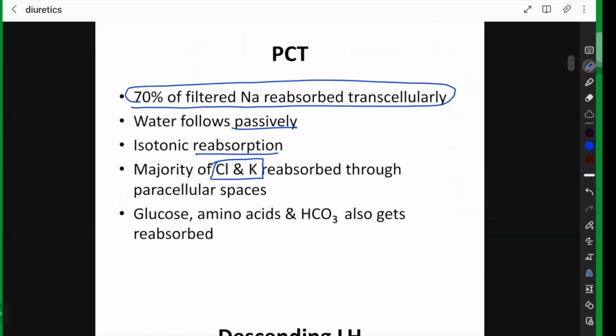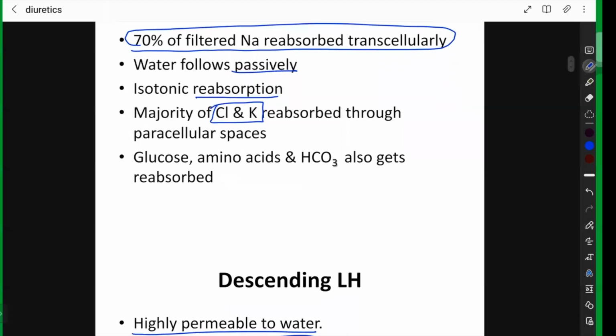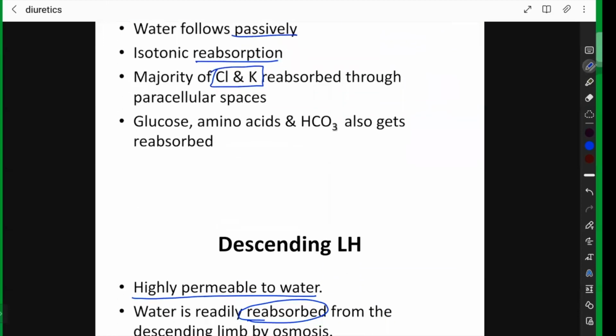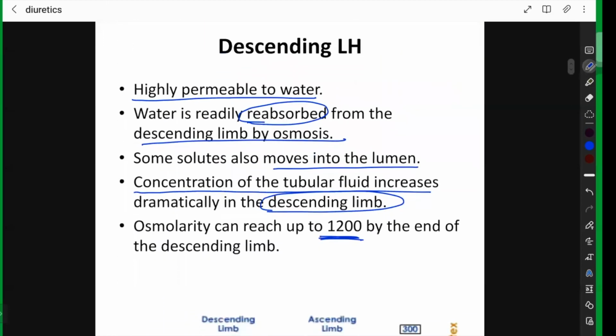In the proximal convoluted tubule, as I told you, 70% of your filtered sodium gets reabsorbed transcellularly. Glucose, amino acids, and bicarbonate all get reabsorbed. The descending loop of Henle is highly permeable to water. So water is readily reabsorbed by osmosis.